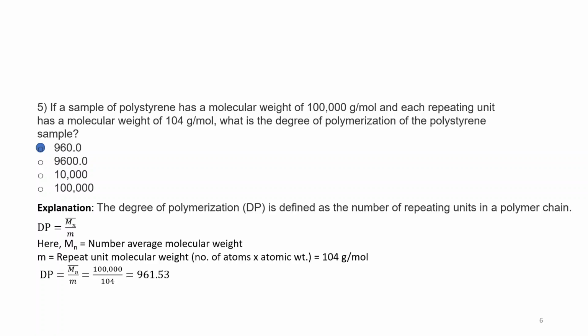So, degree of polymerization is defined as the number of repeating units in a polymer chain. Its formula is given as Mn divided by M. Mn will be your number average molecular weight and M will be your repeat unit molecular weight. The repeat unit molecular weight can be given as the number of atoms times the atomic weight. Here it is already given as 104 gram per mole, and your degree of polymerization will be 100,000 divided by 104, giving you around 960 as the answer.